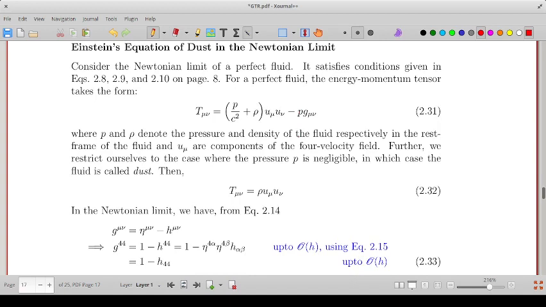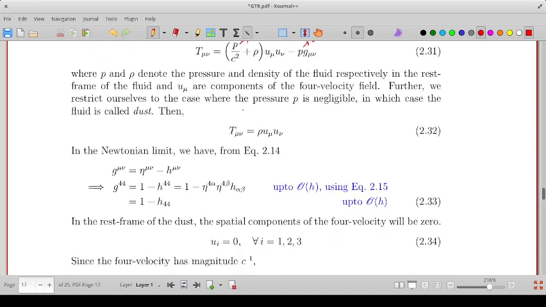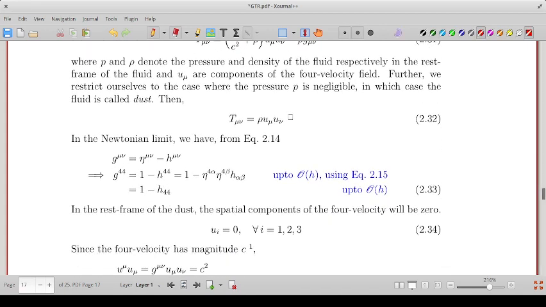We now restrict ourselves to the simpler case where the pressure of the perfect fluid is 0. In that case, the mass distribution will be called dust, and the energy momentum tensor reduces to a simpler form. Since P is 0, this simply becomes ρ U^μ U^ν. This term and this term become 0. And in the Newtonian limit, we have the following form.